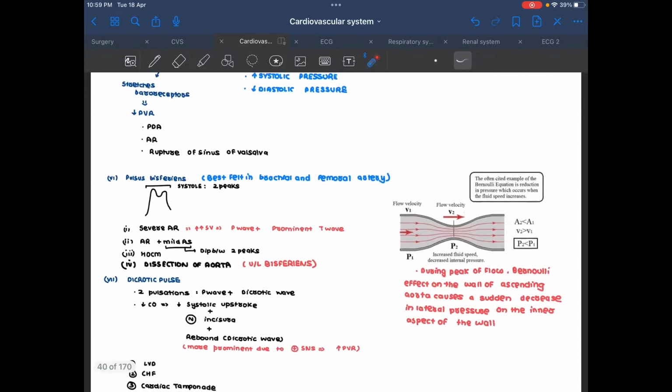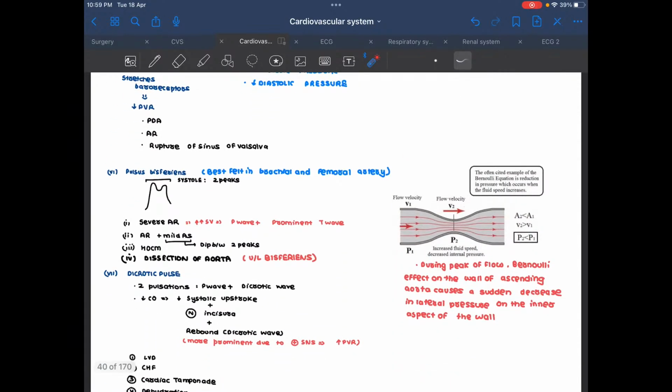Okay? I'm going to go a little bit faster now. We can have pulsus bisferiens. What I mean by bisferiens is that in systole I'm going to see 2 peaks. When I talk about a dicrotic pulse, that means one in systole and one in diastole. When I am talking about bisferiens, it is mainly 2 peaks that we get in systole itself. So what is that due to? Mainly it can be seen in severe AR.